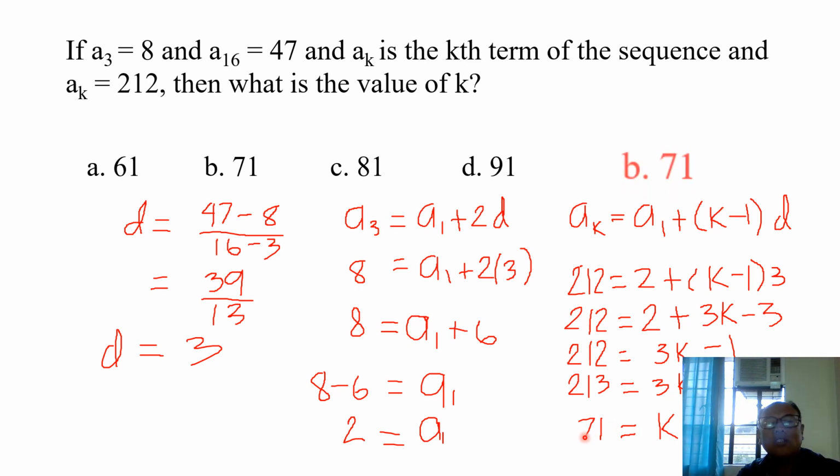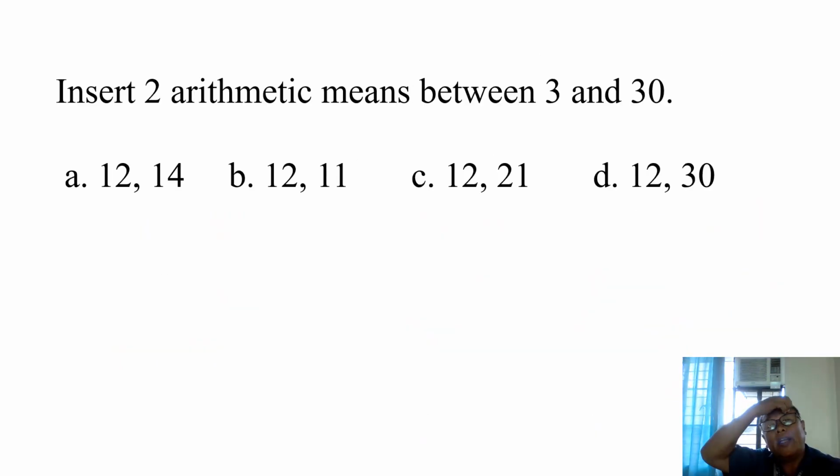So the correct answer is letter B. Let's proceed to the next. Insert 2 arithmetic means between 3 and 30. So we have the same problem in this case, and I will leave this as your assignment. By the way, the answer is letter C.